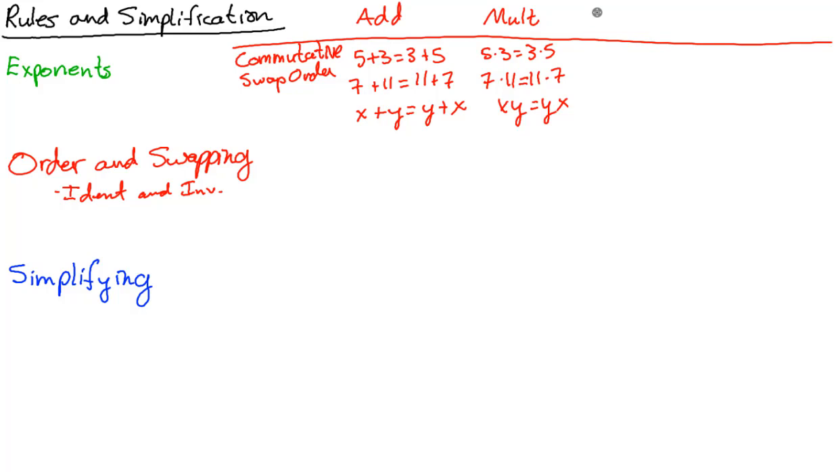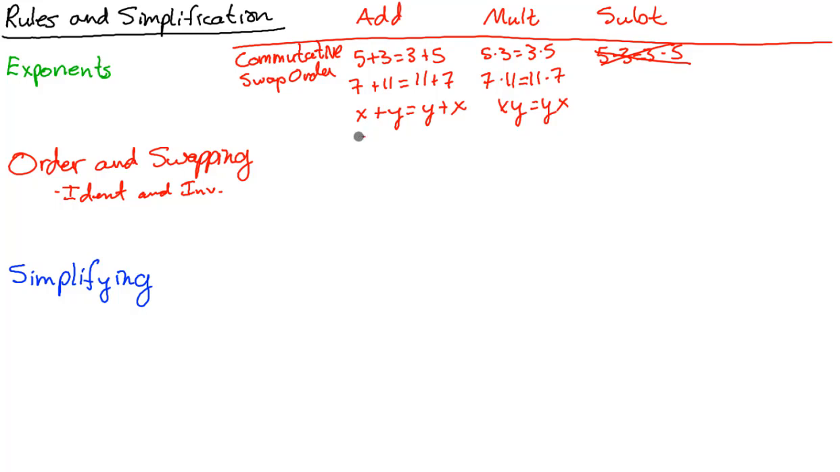What about some of the other operations? Subtraction? 5 minus 3 and 3 minus 5. Can you switch something around a subtraction sign? No, you cannot swap them. So subtraction does not have a commutative property.